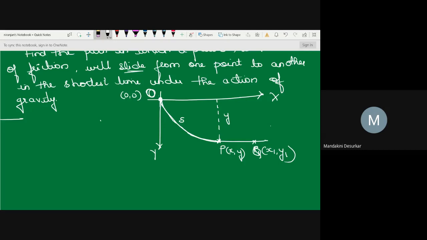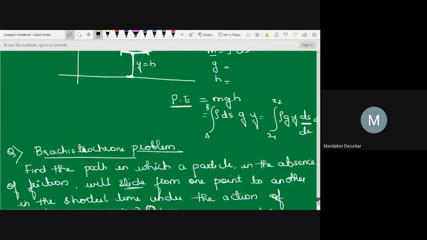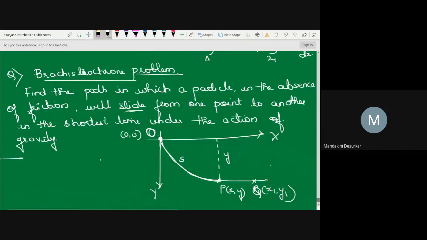What is the question being said? Find the path in which a particle moves in the absence of friction. I have told you why this word is being used. Friction, because the path it is going to travel is a smooth path. Friction will arise when this path is very rough, there are chances that it will get friction. And why have I not taken a rough path?